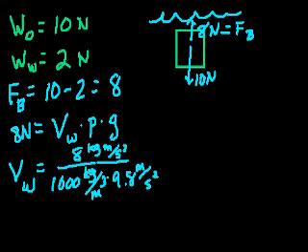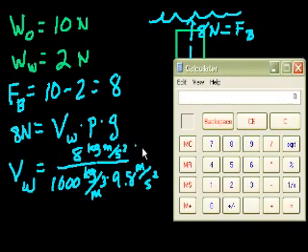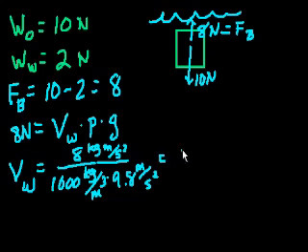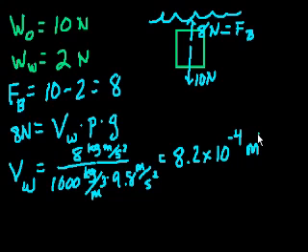So let me get my calculator. I have 8 divided by 1,000, divided by 9.8, is equal to 8.2 times 10 to the minus 4 cubic meters. So just knowing the difference in the weight of an object when I put it in water, I can figure out the volume.